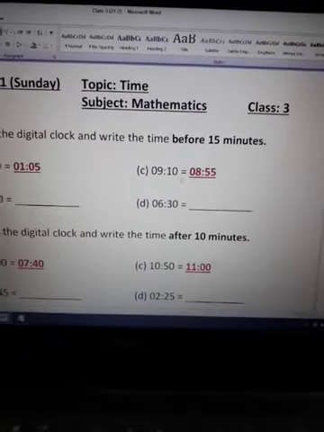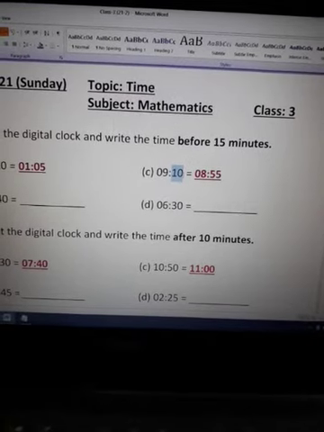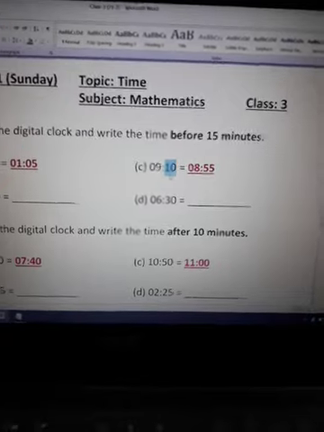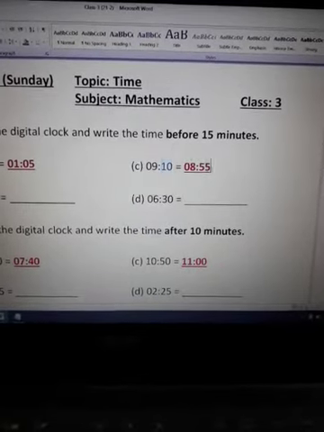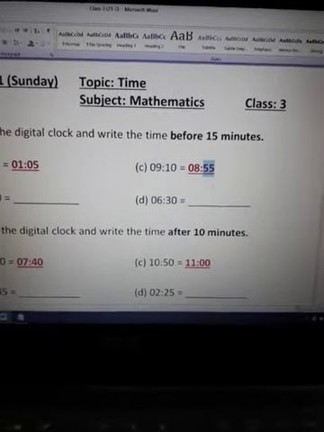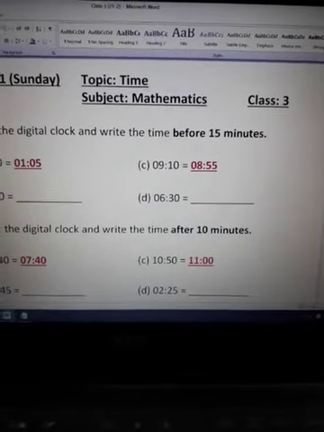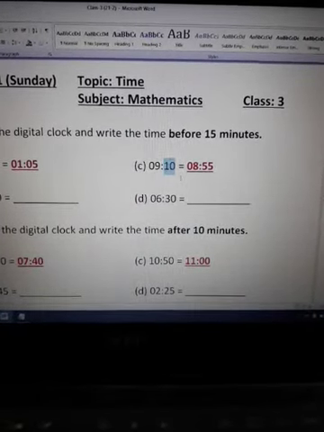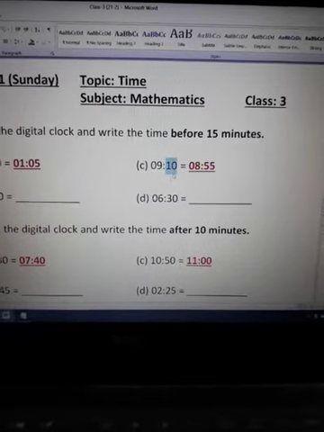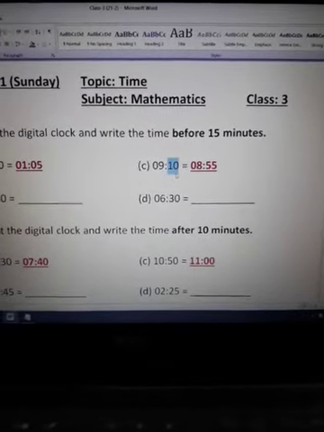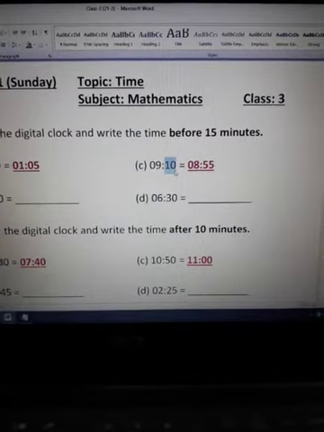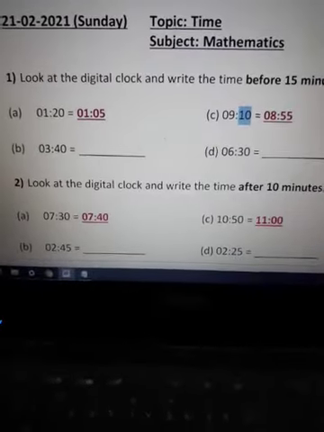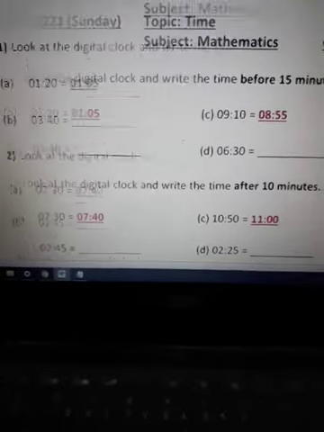Okay, the next one is 9:10. So 9:10 before 15 minutes means 10 minutes before is 9 o'clock. Again 5 minutes back is 8:55. You can just look at the analog clock, you understand. We learned a lot about analog clocks, there are a lot of questions. So here 9:10, before 10 minutes is 9 o'clock. Go back 5 minutes again, so it is 8:55. The remaining two questions you have to do by yourself.